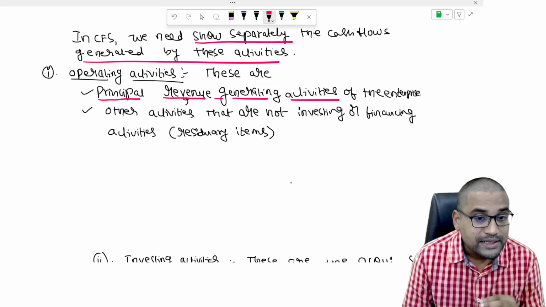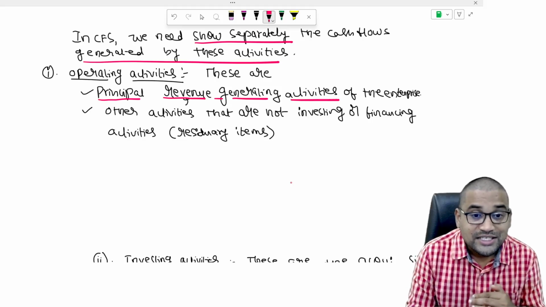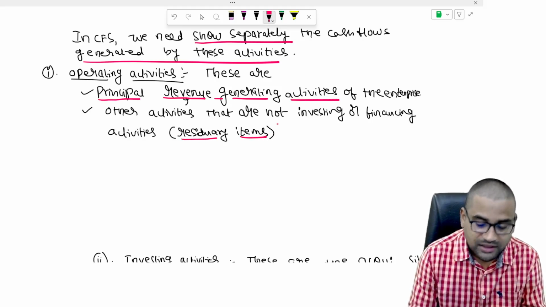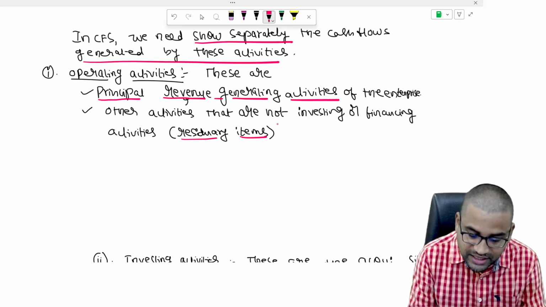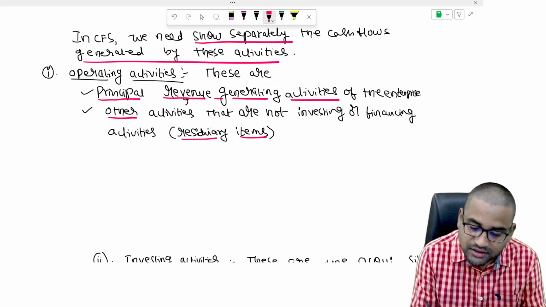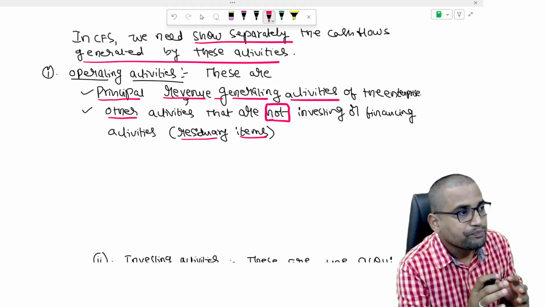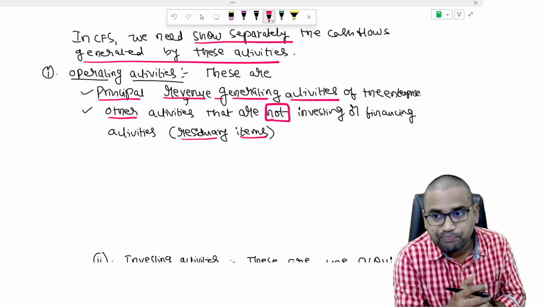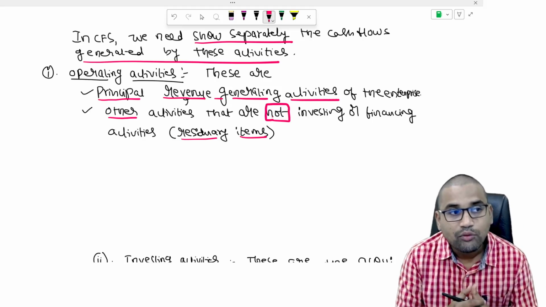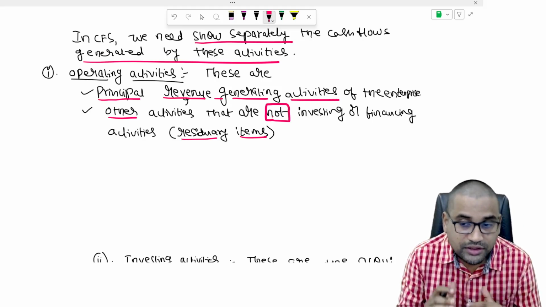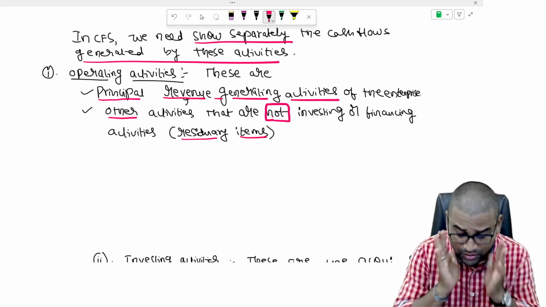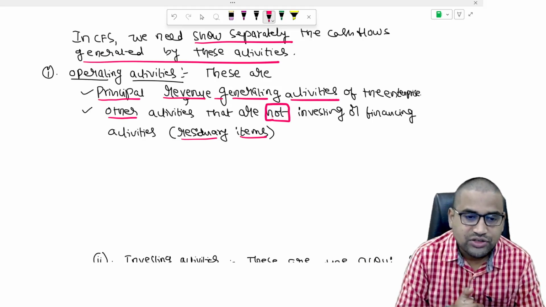And see, one speciality of the operating activity category is that it's a residual category. Even the items which are not covered in financing and investing will also come here. That's why they are saying other activities that are not investing or financing activity. You will understand it only after understanding investing and financing. As of now, don't try to understand it. First you learn what is investing and what is financing, then after that, I will tell you again. So residual items. Therefore, according to AS3, the cash activities are divided into three categories.